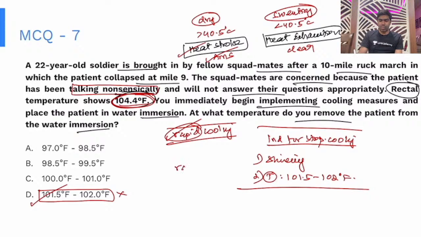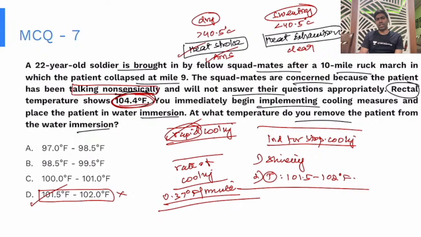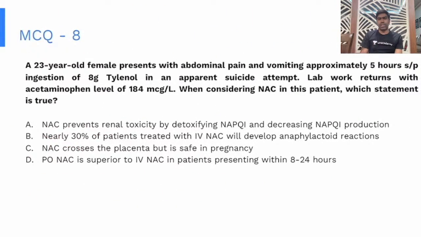So what is the rate of cooling? Even this can be asked in exams. The rate of cooling will be approximately 0.37 degrees Fahrenheit per minute. This is the usual rate of cooling that you are expected to achieve, around 0.37 degrees Fahrenheit per minute. So the right answer for that question is option D.